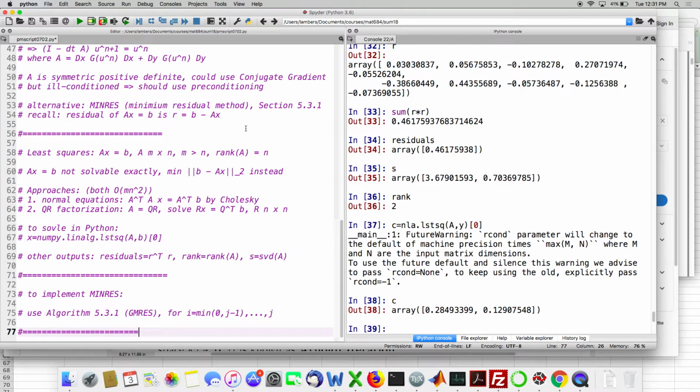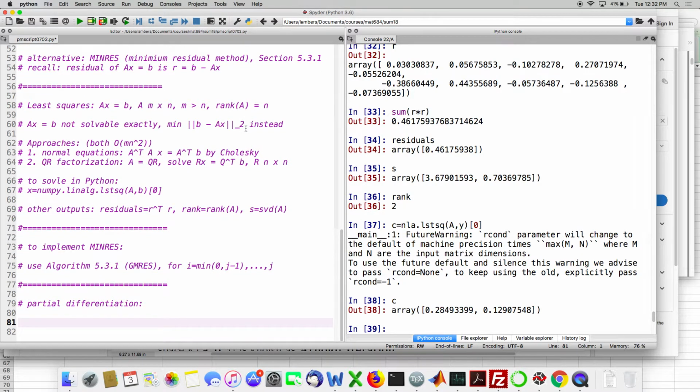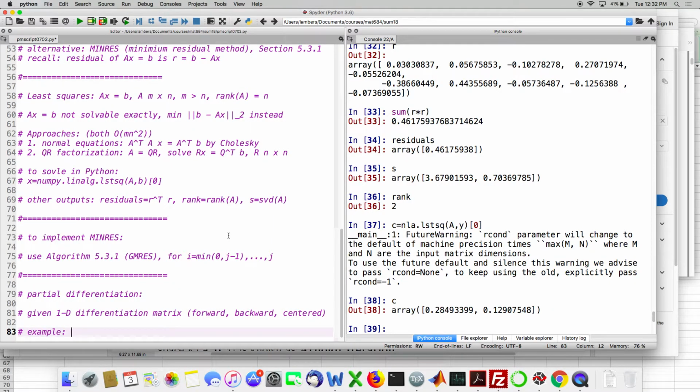Now the other thing I want to discuss is partial differentiation. Suppose you have a 1D differentiation matrix, either forward, backward, or centered difference. As an example, I'll use forward difference, periodic boundary conditions.